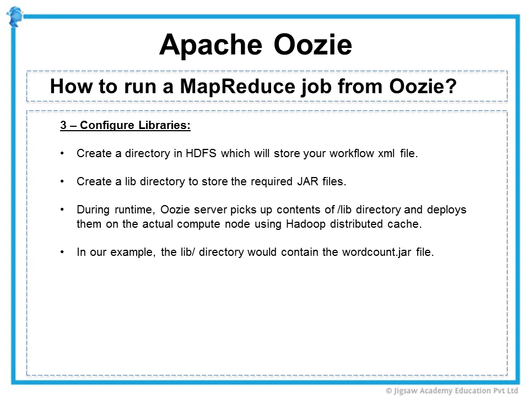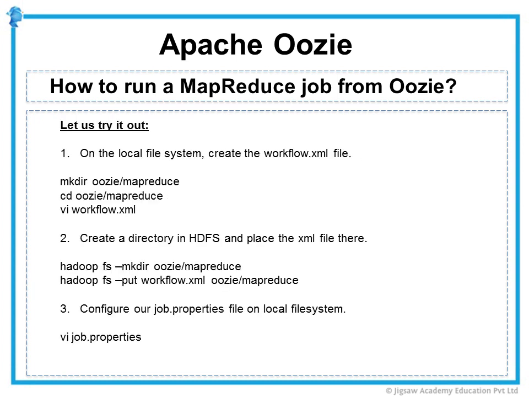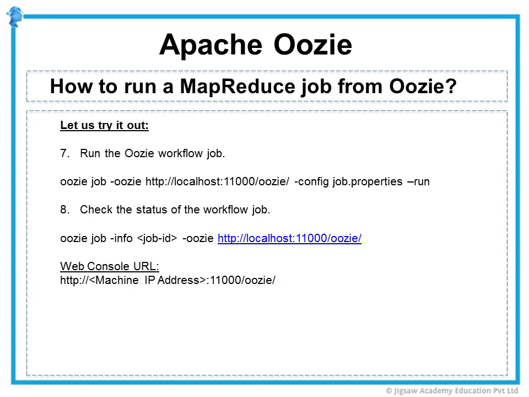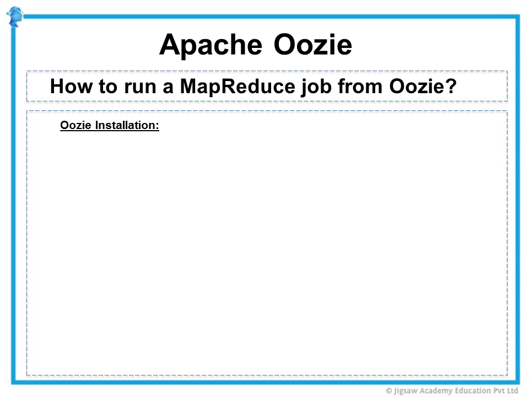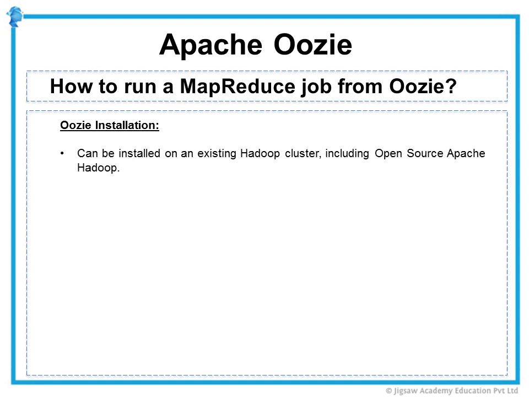Okay, so before we move on, let's have a brief word on the installation of Oozie. Oozie can be installed on an existing Hadoop cluster, but since we already have a Cloudera Hadoop cluster on AWS, we have used that for the sake of convenience, and our Hadoop installation is Cloudera's CDH4, and it already contains Oozie. So that's the reason why I did not have to explicitly set up Oozie.